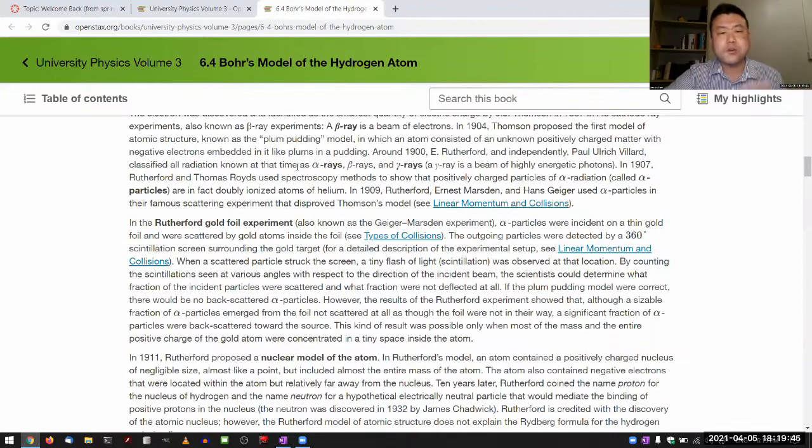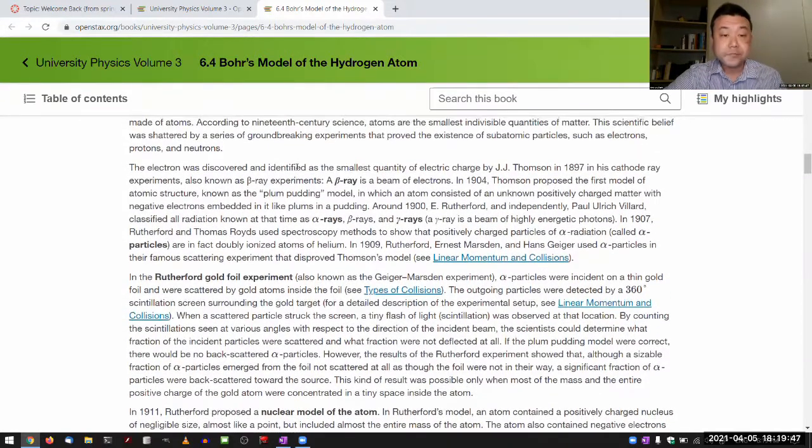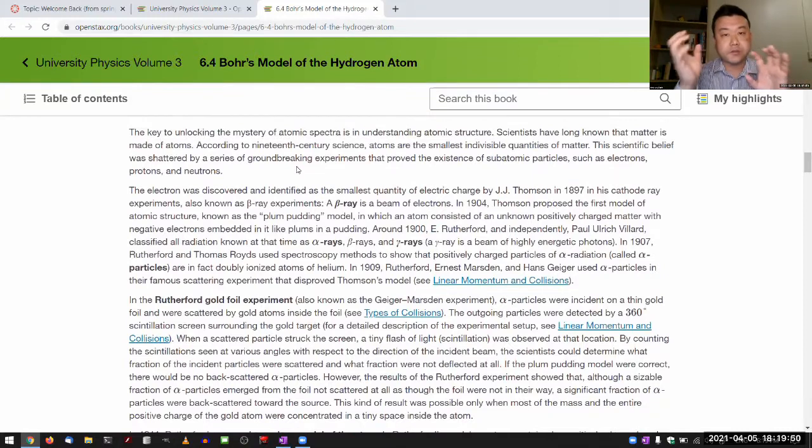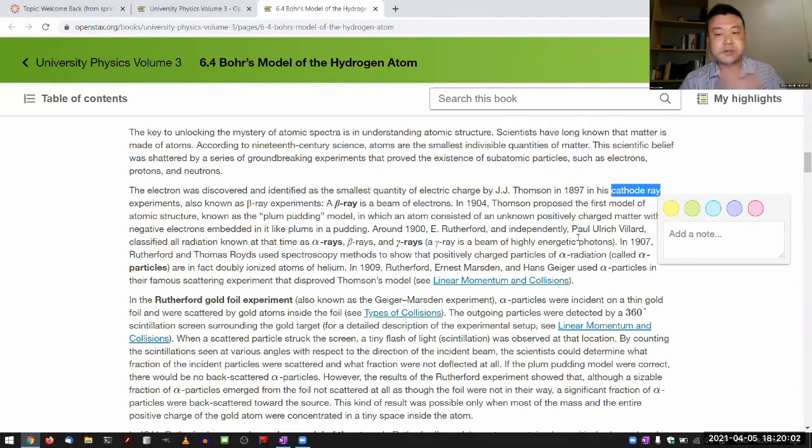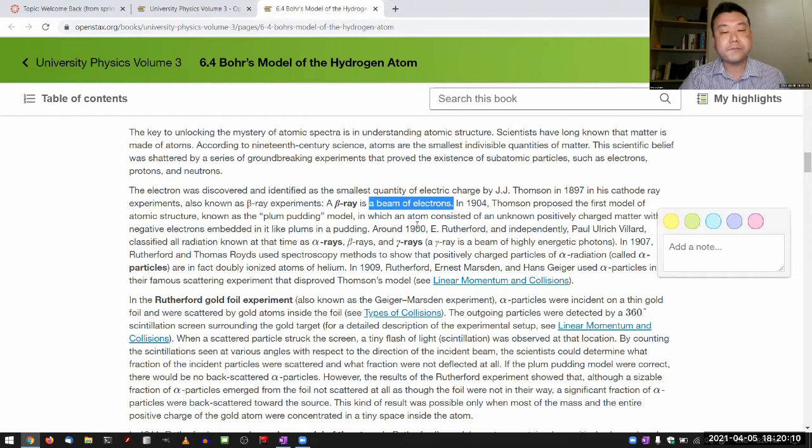People were trying to think of ways to model this. An atom has different charged particles. It has a negatively charged particle, which was initially called a cathode ray, and it was eventually identified as a new subatomic particle, a beam of electrons. Since an atom as a whole is neutral, there must be a positive part, and people were trying to figure out how they are arranged.